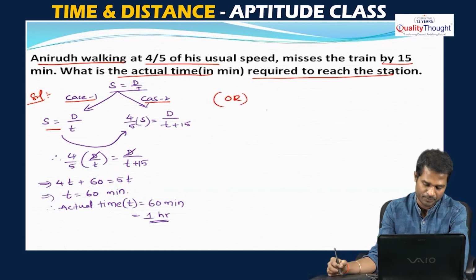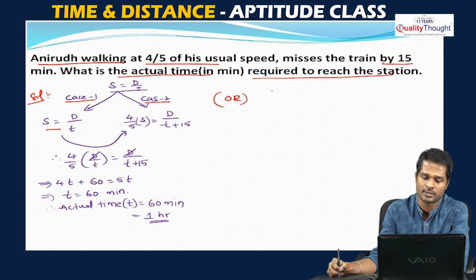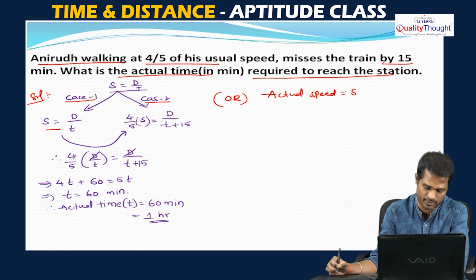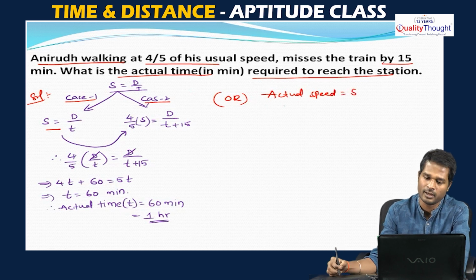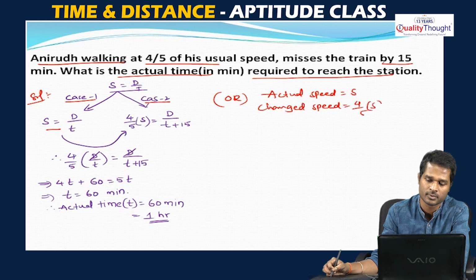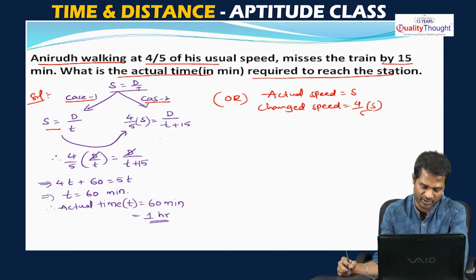Otherwise, let's take the original speed, I'll take it as the actual speed. Actual speed, let's take it as S. Then the changed speed, the speed to which he has changed, will become 4 by 5 of S. So the changed speed is 4 by 5 of S.